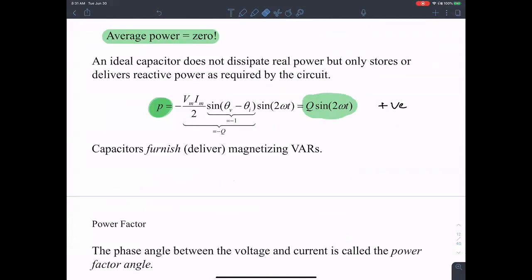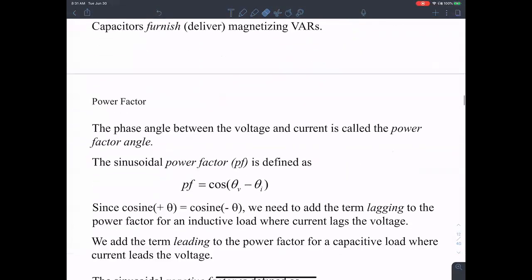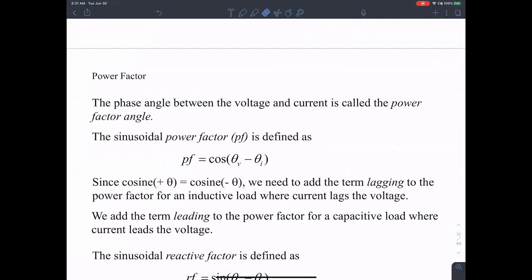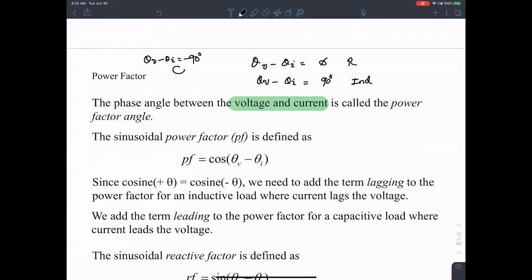The instantaneous power is that guy. We can define a new term here, power angle, as the phase angle between the voltage and current. Earlier we saw different power phase angles: theta V minus theta I equals 0 for a resistance, theta V minus theta I equals 90 degrees for an inductor, theta V minus theta I equals negative 90 degrees for a cap.